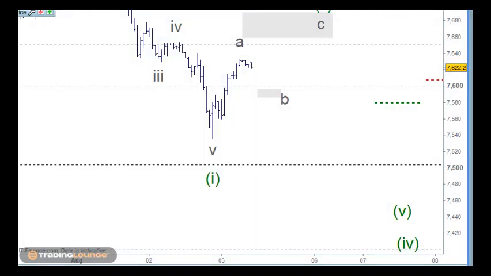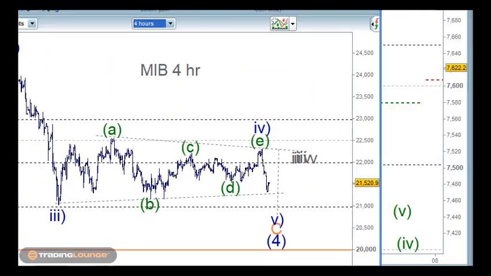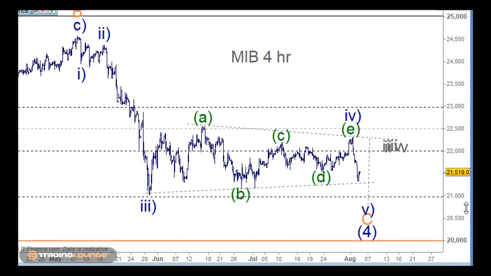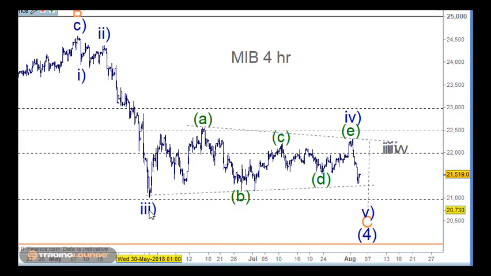And the move down is the same for the MIB as well. So I've had to re-look at this wave count, and the best fit that I can come up with that incorporates all the moves is this one here. So a triangle pattern basically.